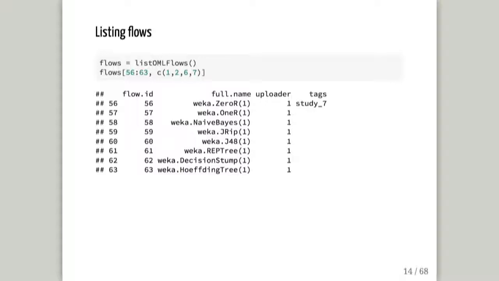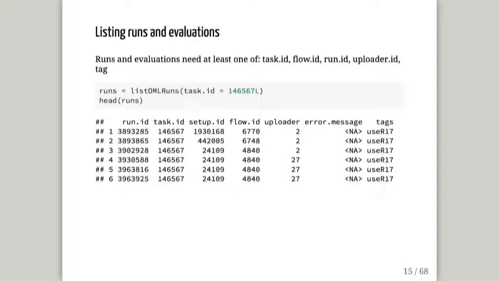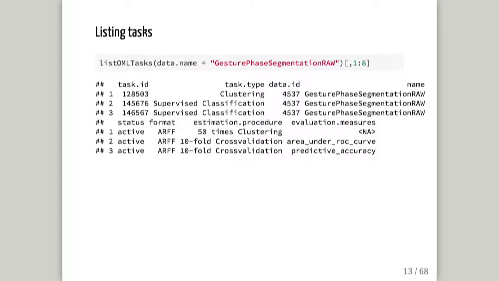Flows, these are algorithms that you use to solve these tasks. You can also list them with list OML flows. Here you see a small slice. These are all Weka algorithms, but these can also be R algorithms or Python algorithms or Java algorithms. Right? There's also XGBoost, H2O is also possible, and so on.